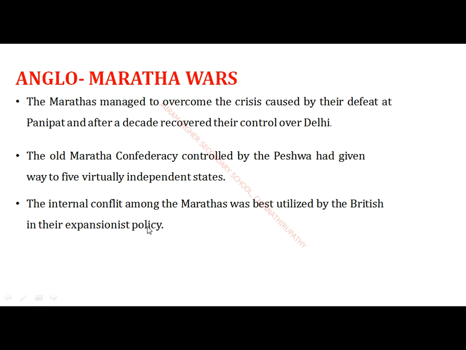What is the expansionist policy there? The expansionist policy of the Britishers was to occupy the whole region belonging to India. Okay, yes, this was their main objective. The main objective of the Britishers was to occupy the entire region as their own and to bring it under their British government.